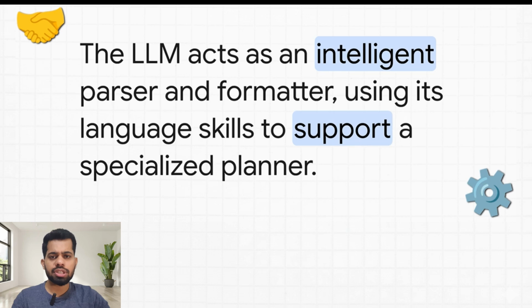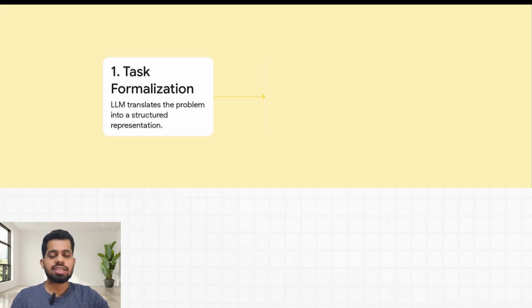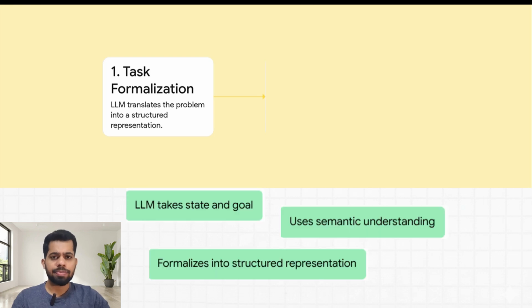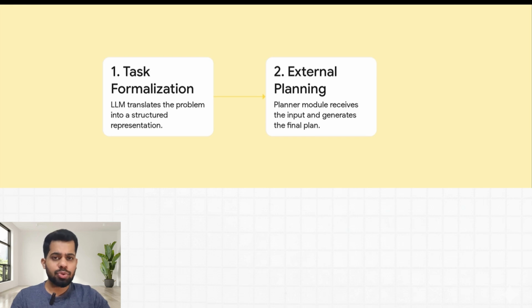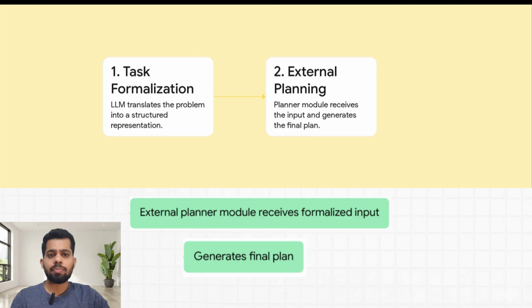So how does the LLM do this? It's a two-step process. Step 1 is task formalization. The LLM does its own thing. It reads the problem, understands the language, and translates it into a perfectly structured format. Then it makes the handoff. That's step 2, external planning. The specialist planner takes that perfect blueprint and builds the final plan, one that is guaranteed to work within the rules. It's a perfect division of labor. You can draw an analogy to function calling or tool calling with it.